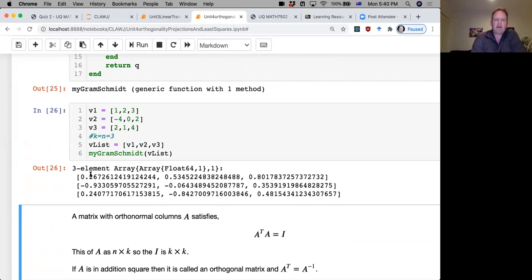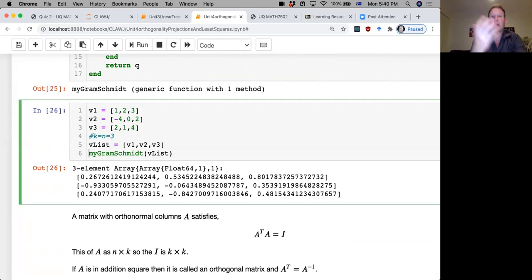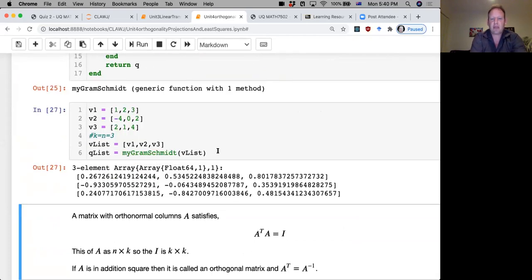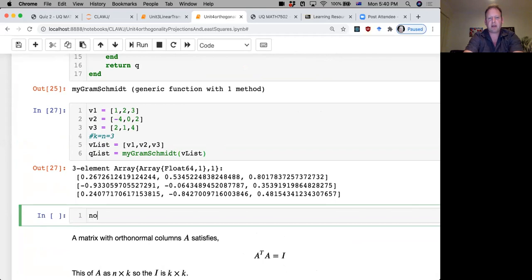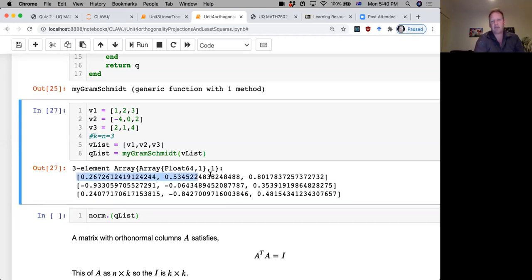And this is now our Q list. That's our answer. So let's check. So that's our Q list. Okay. Q list is this thing. Now what we would like is, first of all, let's apply norm to Q list. So this is the norm function. This is not a matrix. This is a list of vectors. You see, it's an array of arrays.